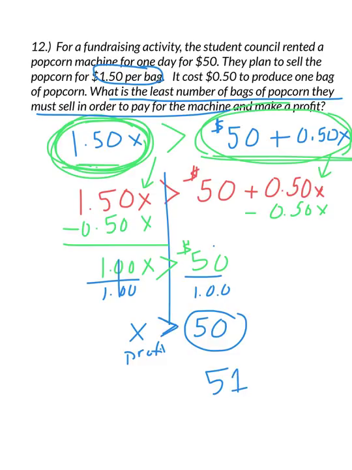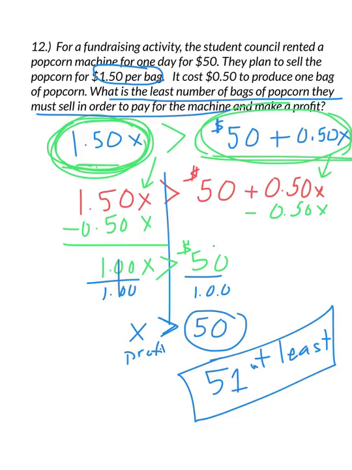So I would have to sell at least 51 bags in order to make a profit. So what do I sell? The bags, I have to sell more than 50. Okay.